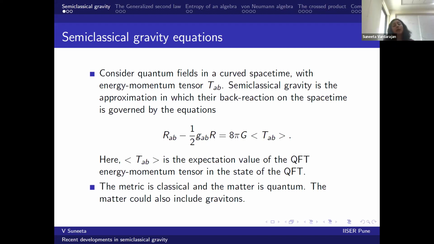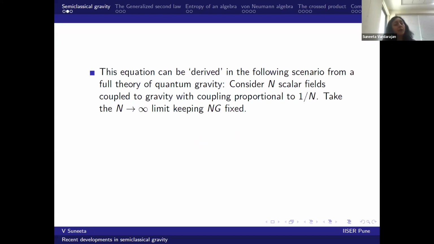Now, I will use the term semi-classical gravity in general for any situation in which the metric is treated as classical and the matter is treated as quantum. Of course, we will also be explicitly using this particular semi-classical gravity equation sometimes. Now, you might wonder why I should treat the metric as classical when the matter is quantum. After all, everything should be made quantum. And indeed, there is a way to derive this semi-classical gravity limit from a full theory of quantum gravity.